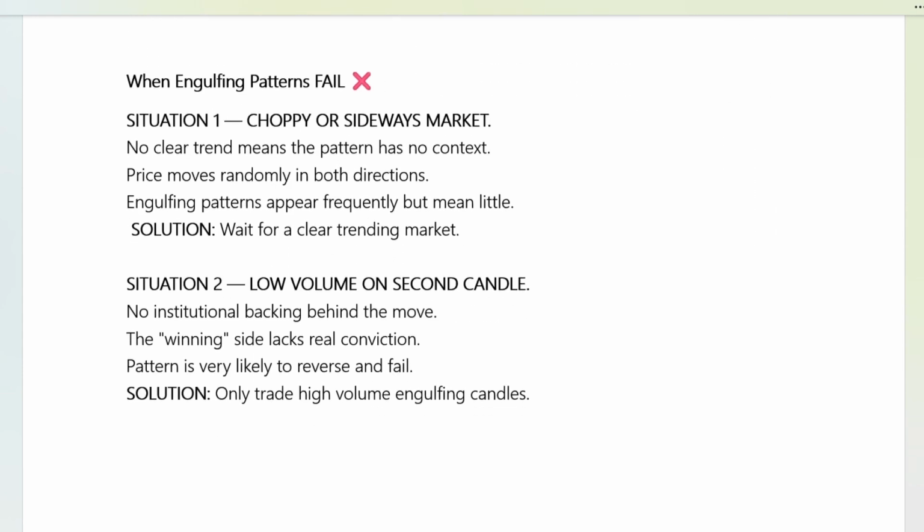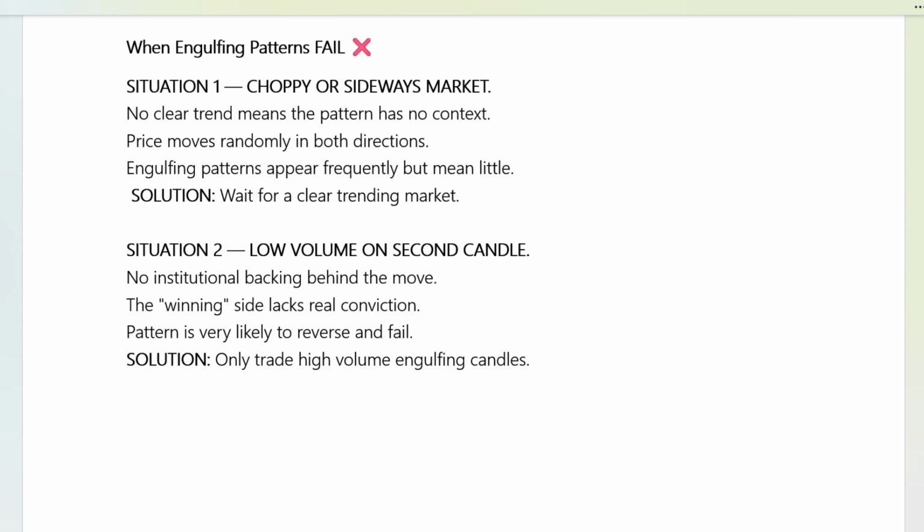When engulfing patterns fail. Situation 1: a choppy or sideways market. No clear trend means the pattern has no context. Price moves randomly in both directions. Engulfing patterns appear frequently but mean little. Solution: wait for a clear trending market. Situation 2: low volume on the second candle. No institutional backing behind the move. The winning side lacks real conviction. The pattern is very likely to reverse and fail. Solution: only trade high volume engulfing candles.